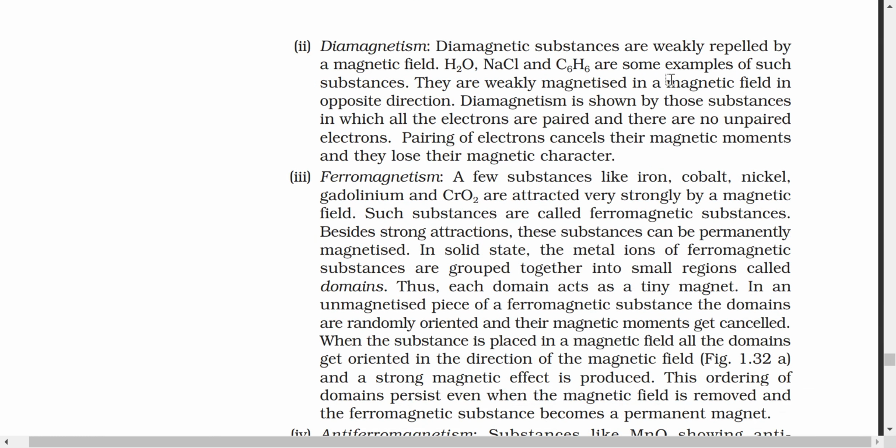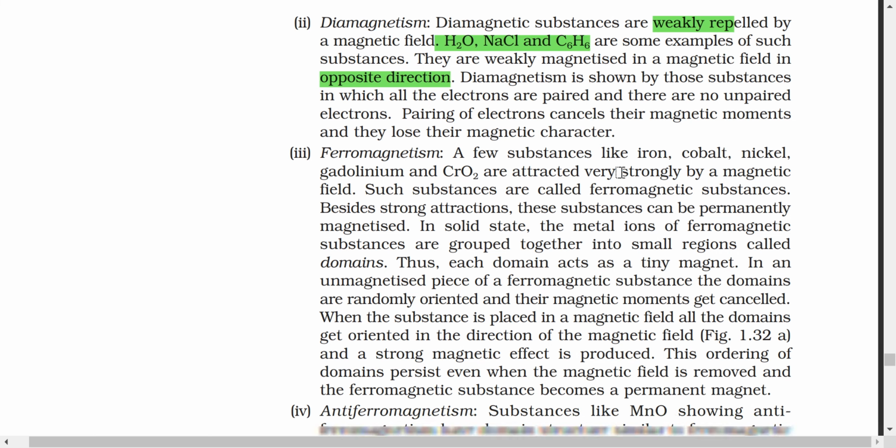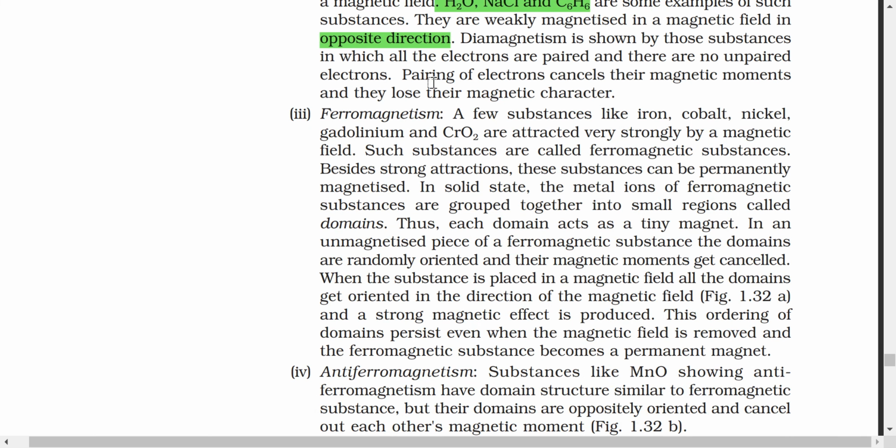Diamagnetism weakly repelled by a magnetic field, जैसे water, NaCl, benzene. Examples of such substances, they're weakly magnetized, ठीक है, in the opposite direction, इसलिए इनका सबसे weakest power होता है. Diamagnetism, उन इसमें क्या होता है, बेसिकली सारे इलेक्ट्रॉन्स पेयर्ड होते हैं. जब कोई अनपेयर्ड इलेक्ट्रॉन्स नहीं हुए तो इसकी वजह से मैग्नेटिक फील्ड नॉट पॉसिबल. Fine. Pairing of electrons will cancel their magnetic moments.